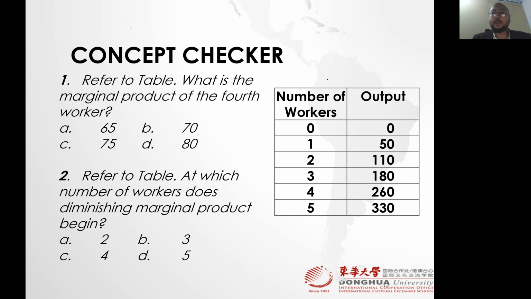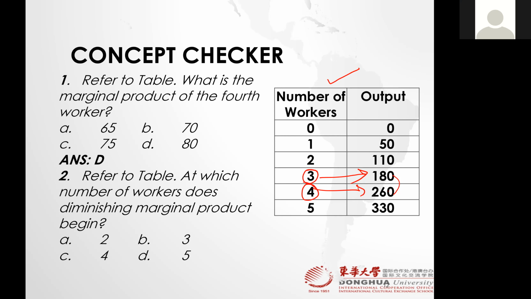So refer to the table here. What is the marginal product of the fourth worker? When there are three, they were producing 180. When you add the fourth, the total production goes up from 180 to 260. So what is that one? 80. Well done.